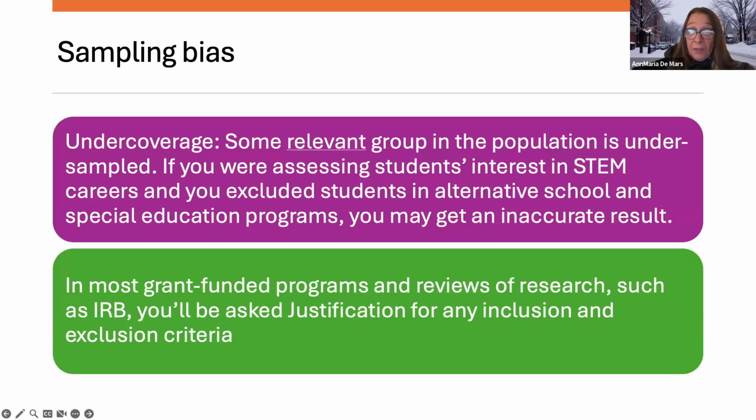If you're doing a grant-funded program, or if you're reviewing research for something like an institutional review board, I know Turtle Mountain has an IRB. I think Standing Rock now has an IRB where they're reviewing the research to see if it is valid and reliable and going to be of benefit to the community and fair to the population. In most of those cases, you're going to be asked to justify any inclusion or exclusion criteria for your sample.